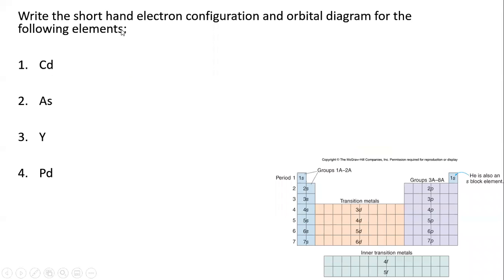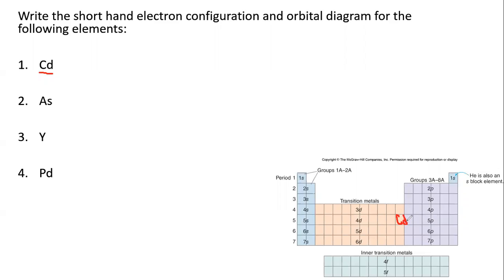So here we want to write the shorthand electron configuration and the orbital diagram for these elements. And so in the bottom, I have that chart that we used on the previous slide. And so here we have cadmium. And if you have a periodic table handy, it'll be good to go and see where cadmium is. And when you look at the periodic table, you'll notice cadmium is right here.